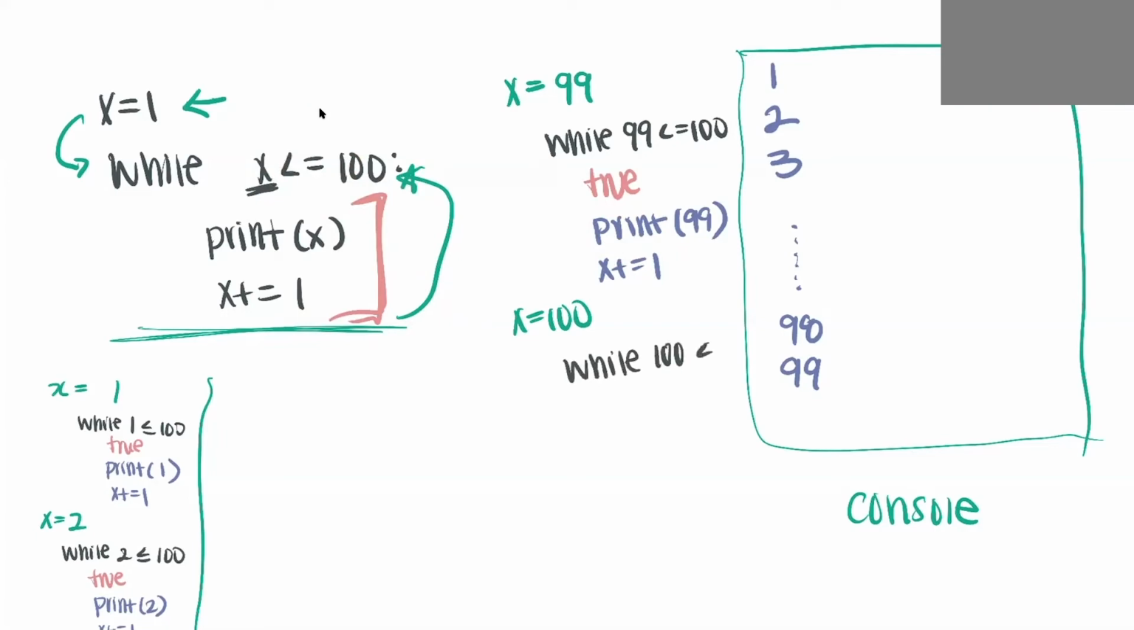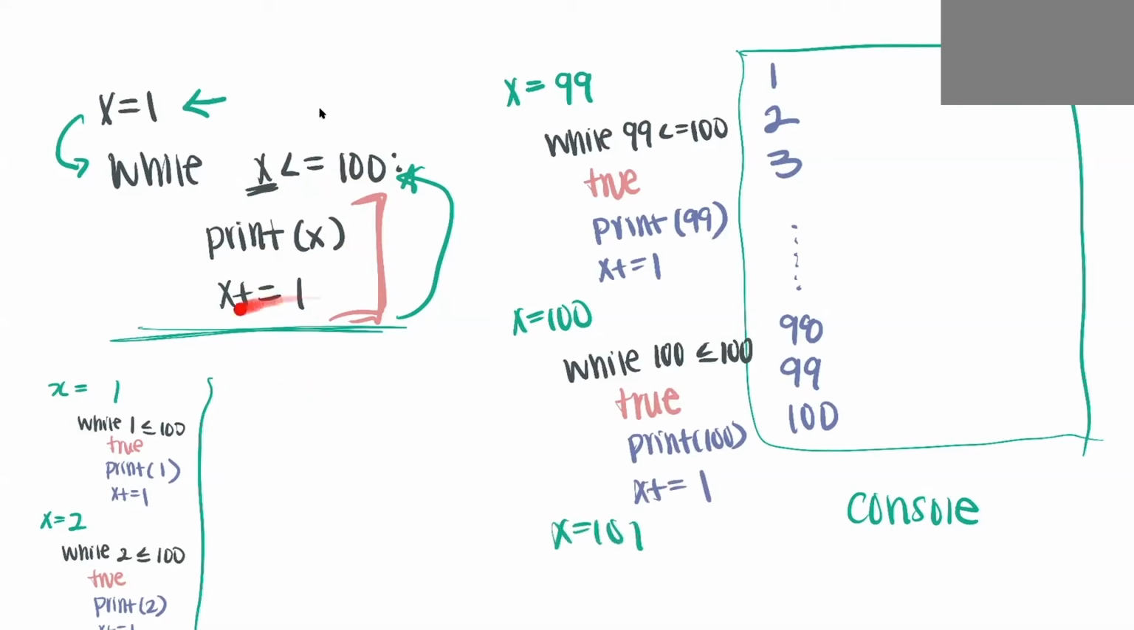And see, while 100 is less than or equal to 100, is this a true statement or a false statement? It's a true statement. Very good. So this is a true statement, which means that I'm going to go into this code block right here. The first thing I see is to print my x value, which is currently 100. So print 100. And then after that, it'll increment my x value. So now x is equal to 101.